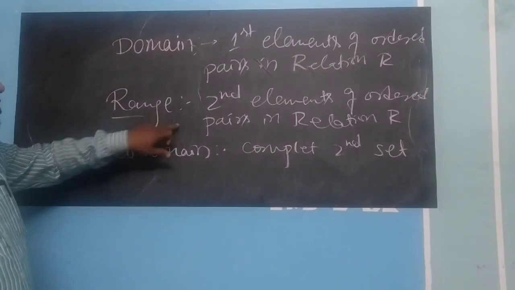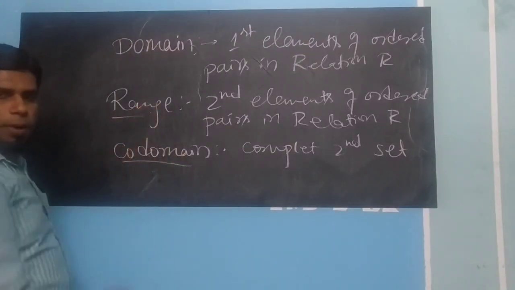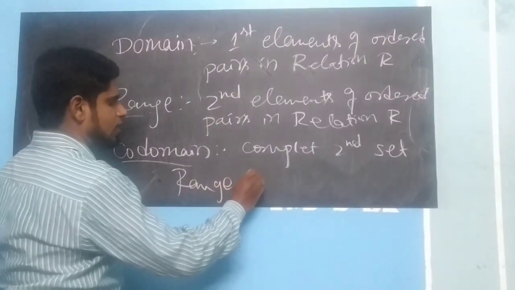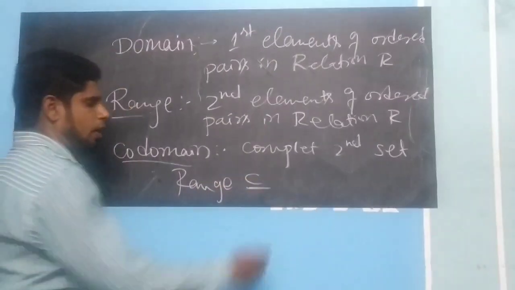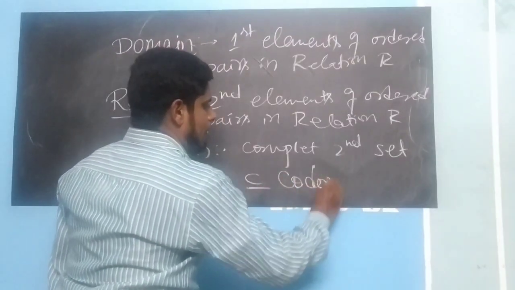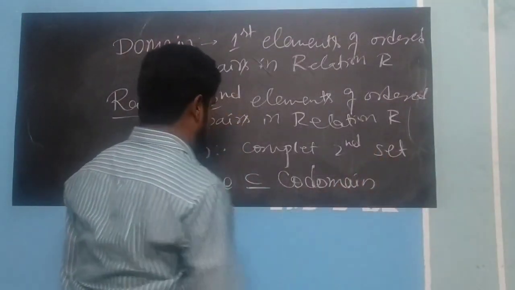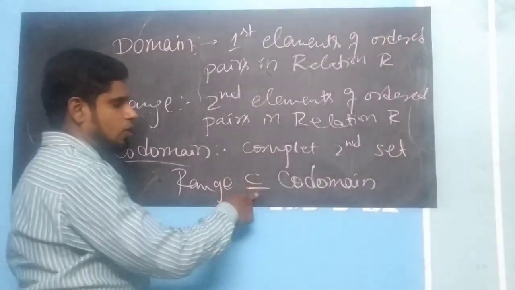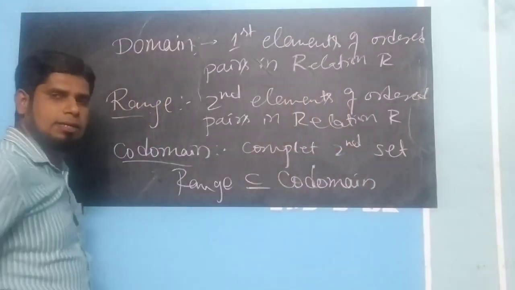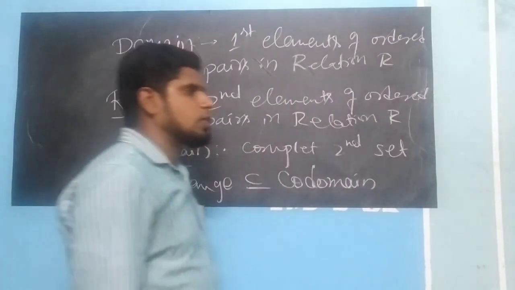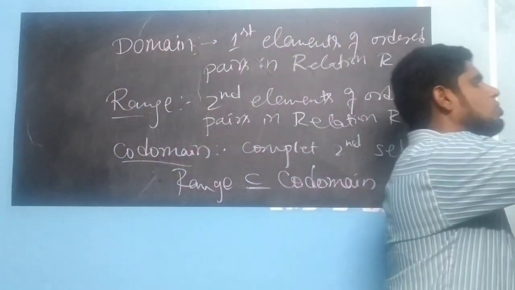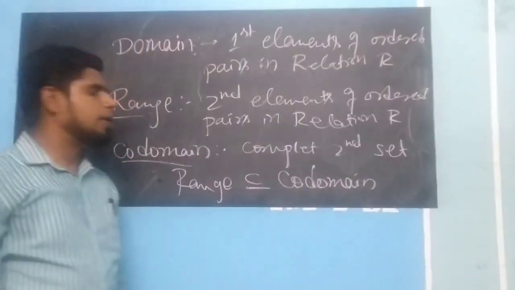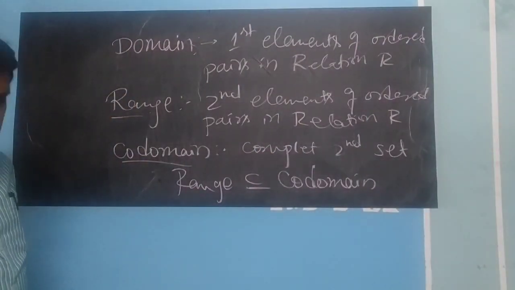According to this definition of range and codomain, range is always a subset of the codomain set. So our range is always a subset of the codomain set. So students, this is the basic knowledge of relations and of domain, range and codomain.